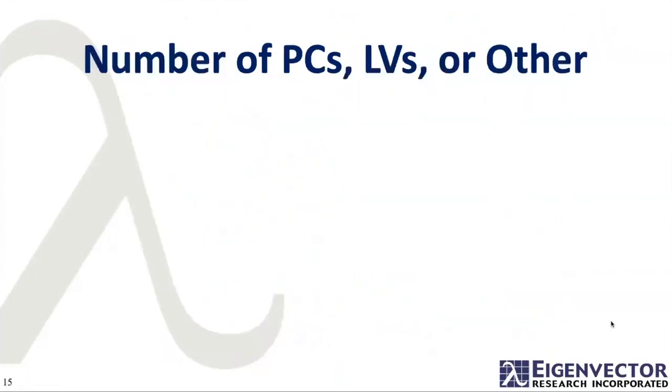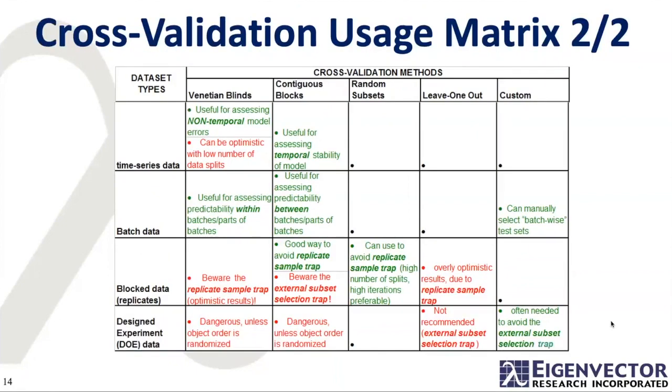Okay. And about custom, we're going to talk about that in a minute, but what you might want to do in designed experimental data is have all of your corner points in your design not be cross-validated over, and instead just cross-validate over the interior points.